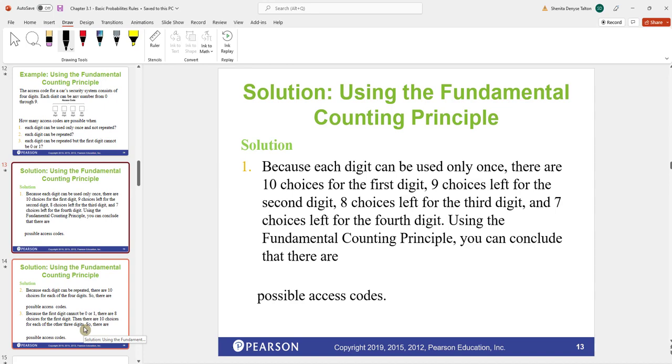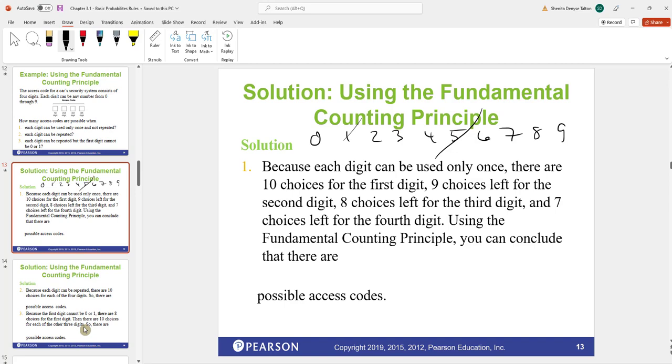Because each digit can only be used once, there are 10 choices for the first digit. If you think about it, you have 0, 1, 2, 3, 4, 5, 6, 7, 8, 9. These are 10 choices. So let's say I pick the number 1. I cannot use it again, it cannot be repeated. So once I take out this 1, I'm left with 9 choices. I pick another number, let's say I pick 5. I cannot put it back.